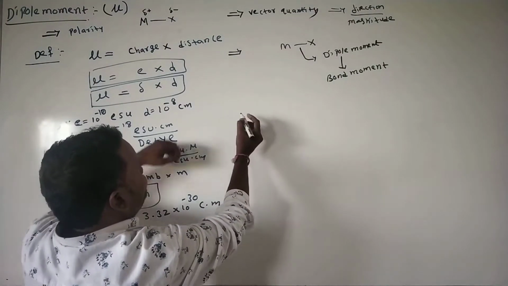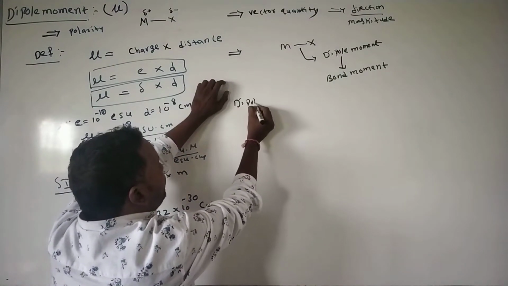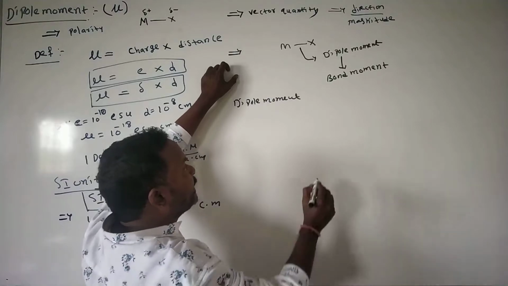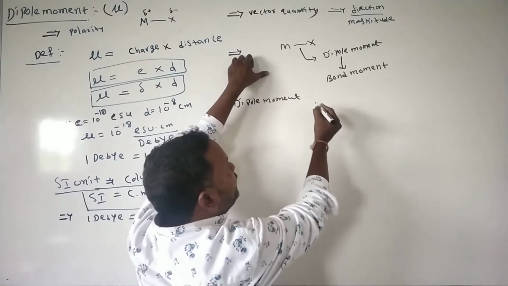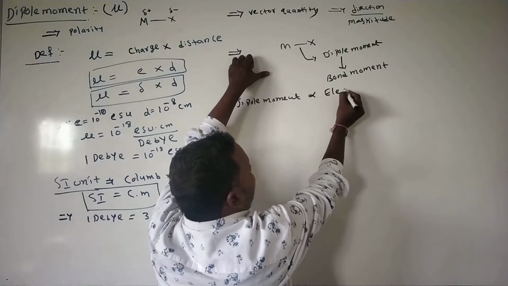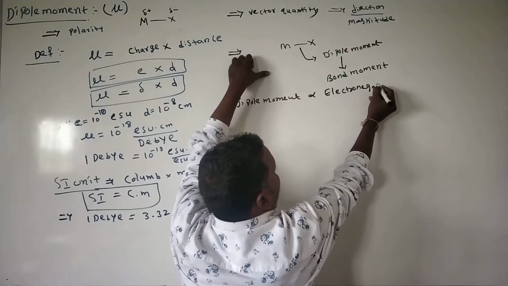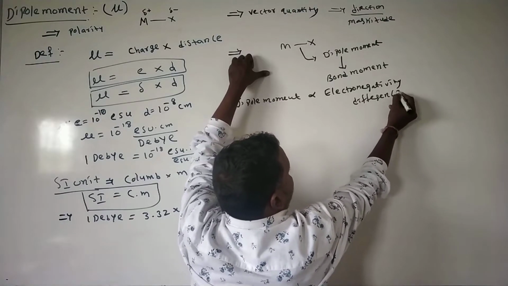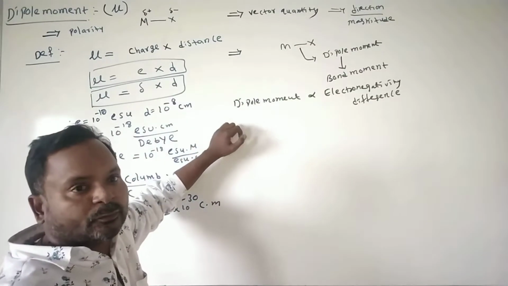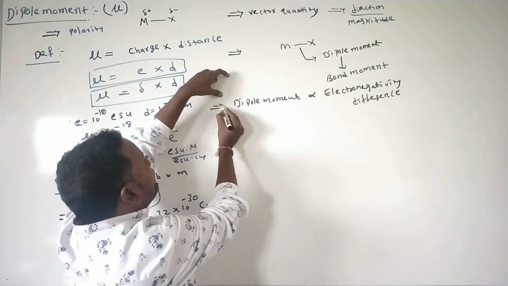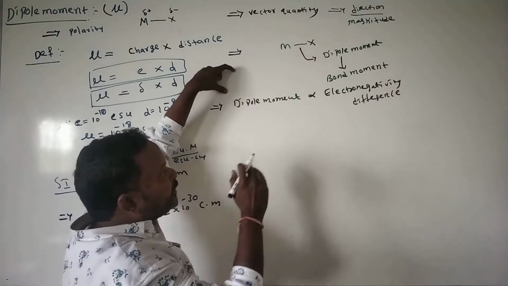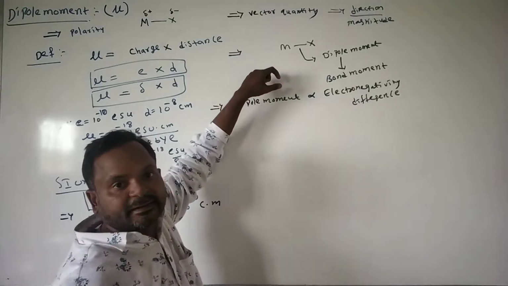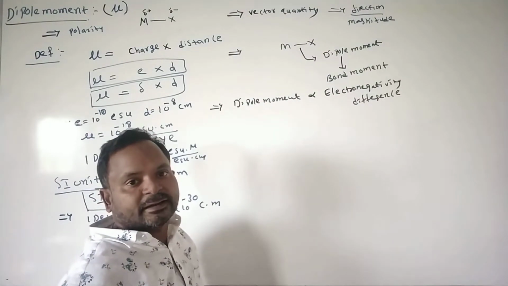See here, dipole moment mainly depends on the electronegativity difference. Dipole moment is directly proportional to the electronegativity difference. As the electronegativity difference increases, the dipole moment gradually increases.